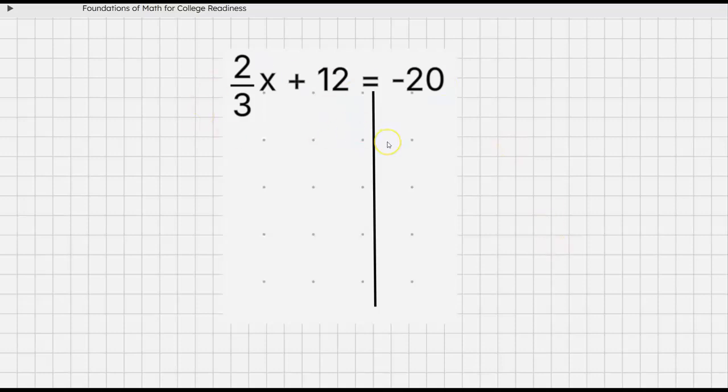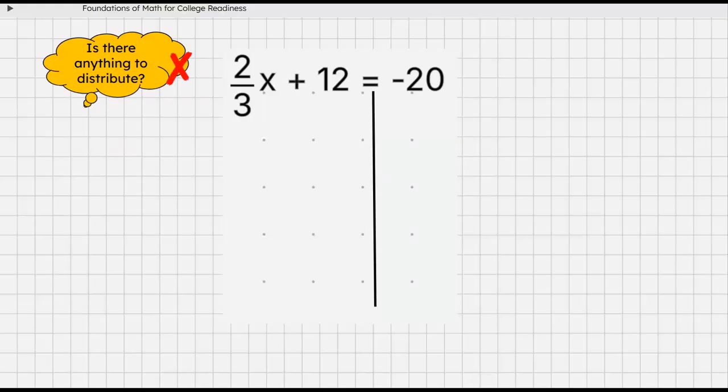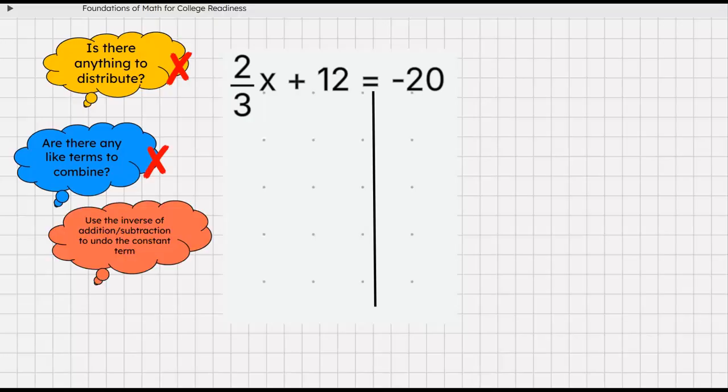If you look at this one, we're going to ask ourselves, is there anything to distribute? No, there's nothing to distribute. There are no like terms to combine, but we do have this constant and this fraction that we have to get rid of. First we're going to look at that constant of positive 12, and we are going to subtract 12 from both sides. When we subtract 12 from both sides, we end up with 2/3 x equals negative 32. And we still have this fraction.